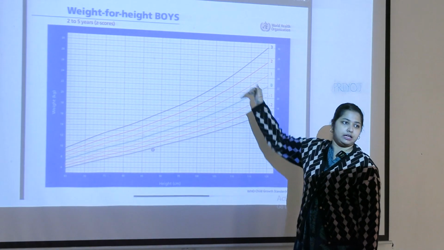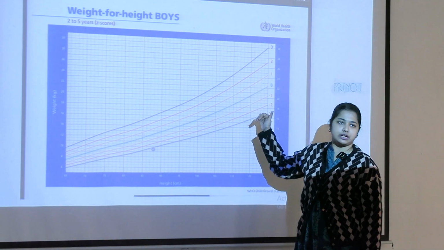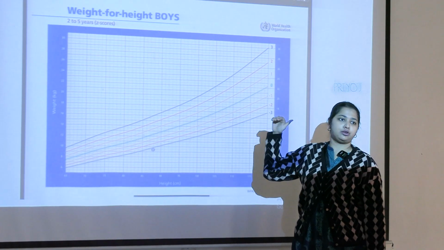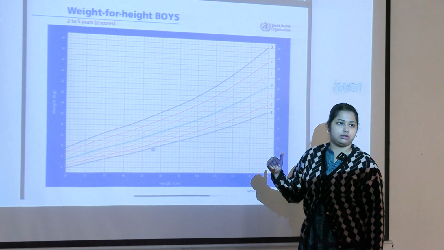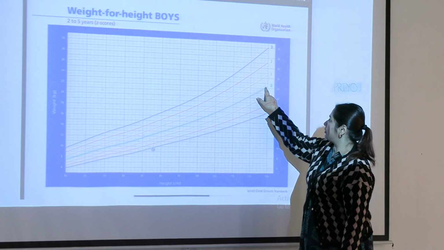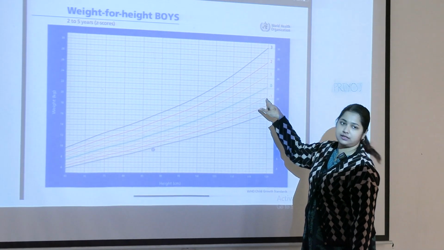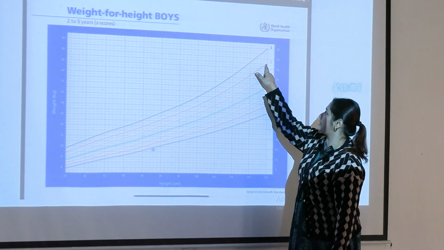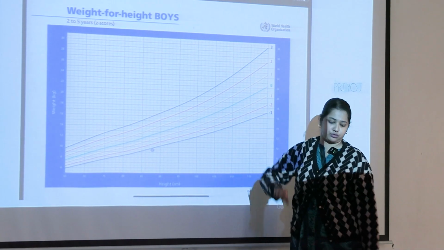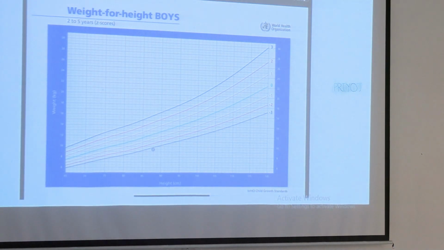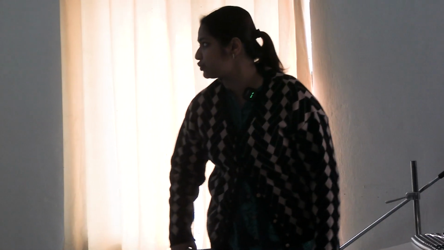Now there will be deviation. Not all children will lie on the 0, right? So I have to see whether they are going above or below. That is the trend I have to track from birth till now. So there is the -1 Z score, +1 Z score, -2 Z score, +2 Z score, -3 Z score, +3 Z score. So the Z score value is seen in the growth chart: in which zone the child is lying and between which Z scores.